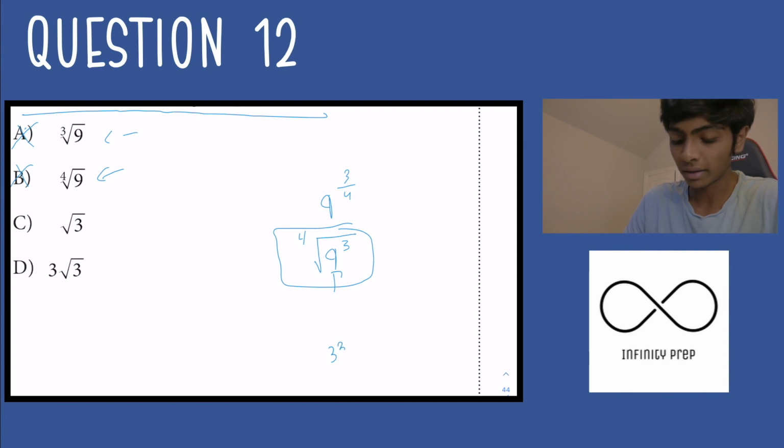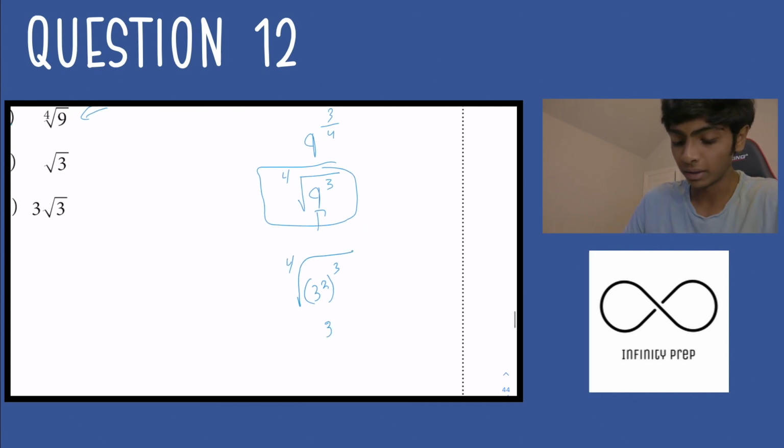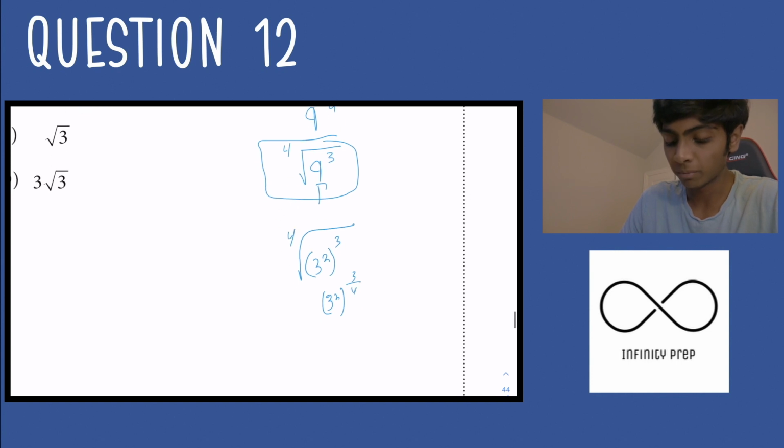So we know that 9 is just 3 squared. So 3 squared to the power of 3, all under the 4th root, is the same thing as 3 squared times the power of 3 over 4. And that's going to be 3 to the power of 6 over 4, which can be simplified to 3 over 2. So we get 3 to the power of 3 over 2.